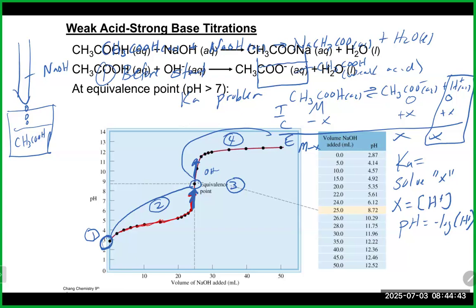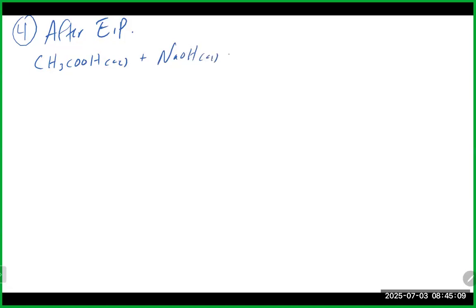All right, so let's talk about what happens after we hit the equivalence point. Say your indicator didn't stop you and you decided, let's just keep going. So after the equivalence point, in this type of titration we're still dealing with the same reaction: our acetic acid and our sodium hydroxide, giving us our sodium acetate and our water. So again, starting with this one, adding this one.